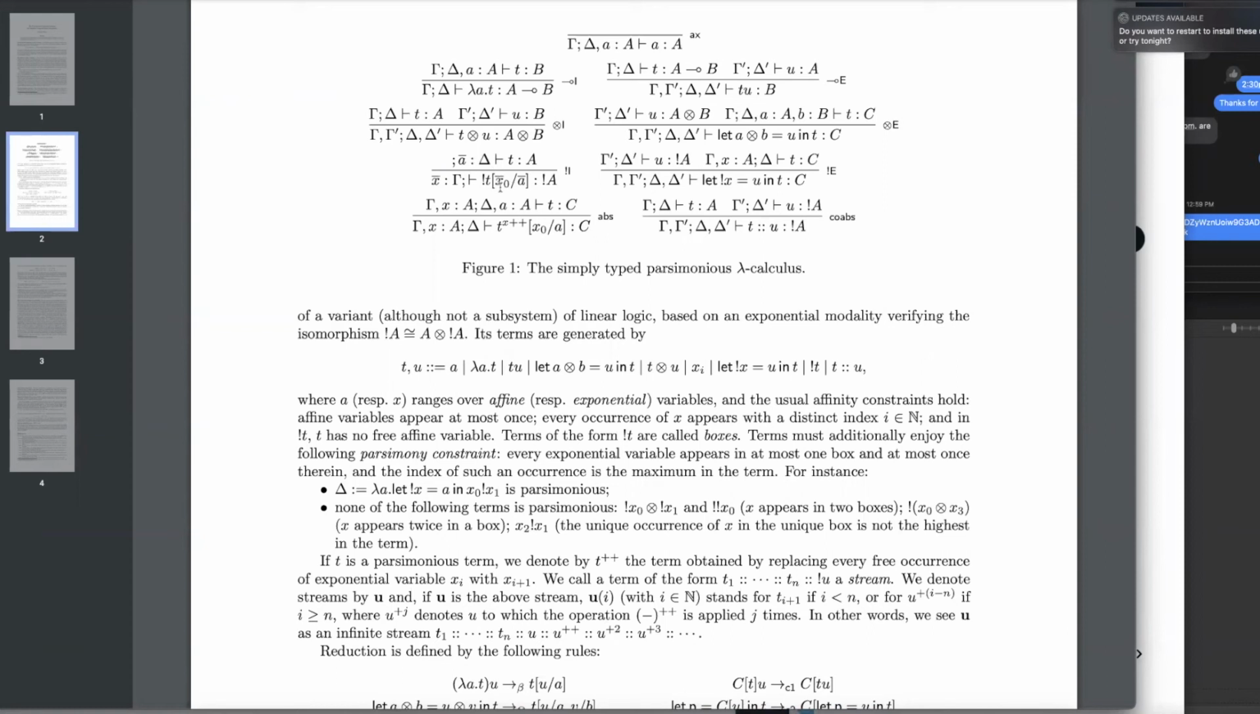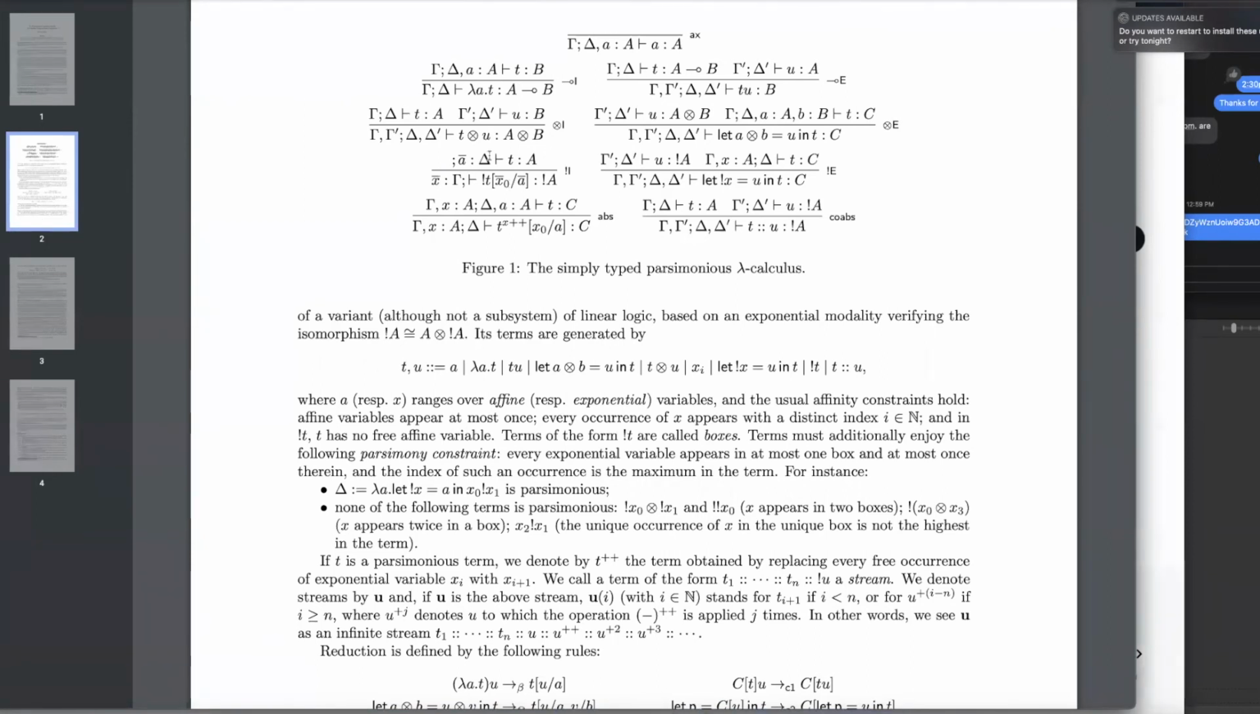Although I'm not sure what's going on here. I think that might be a typo. I think not an X0, but an X. Yeah, I think that must be the case. I can ask him.